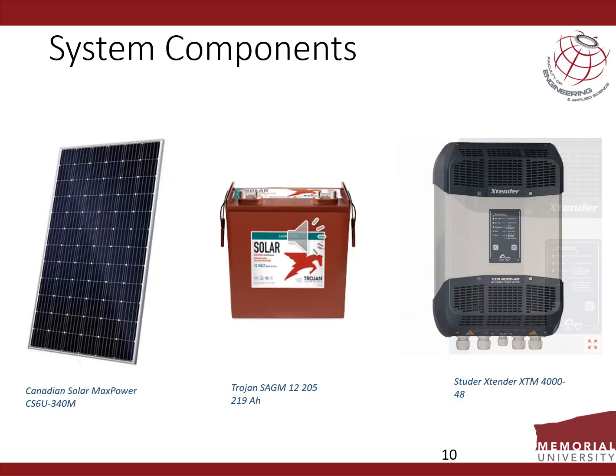The major components of our system are panels, batteries, and inverters. Canadian Solar MaxPower CS6U 340 watt panels are selected, lead acid batteries of Trojan SAGM 12 205, 219 ampere hours are used, and a 4 kilowatt Studer Xtender inverter is used, which has a 48 volt bus.